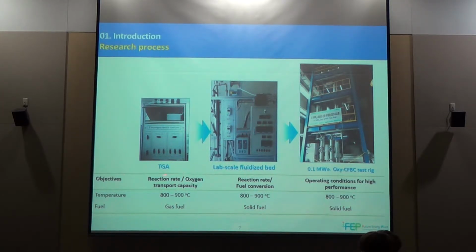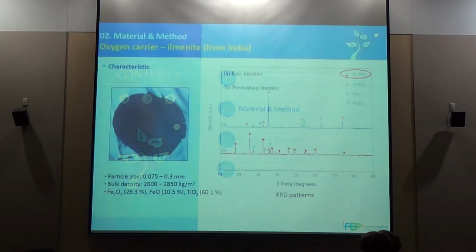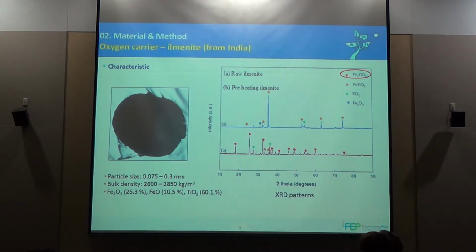First of all, we conduct some experiments in TGA to analyze the reactivity of ilmenite and its oxygen transport capacity, and then we apply it to a lab scale fluidized bed to test the behavior of ilmenite at lab scale, and then the final step we apply is our pilot plant, 0.1 megawatt Oxy-CFBC. And now, let's move on to the methods.